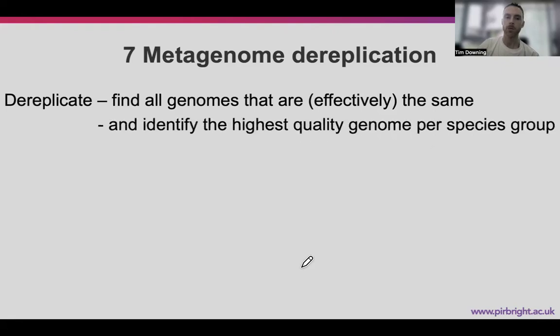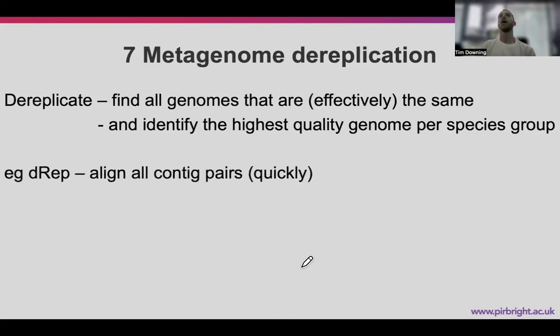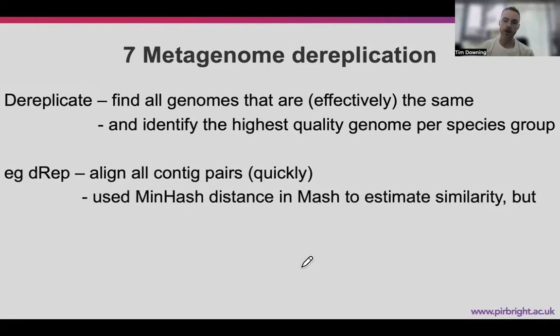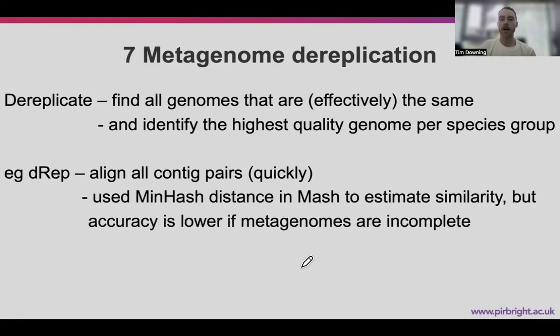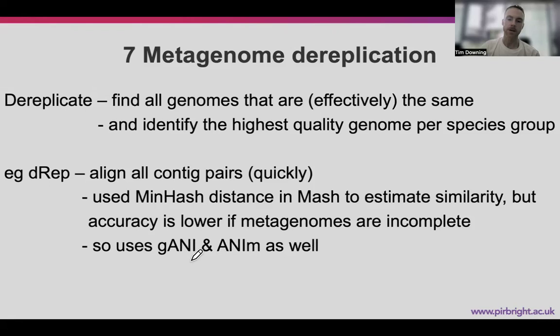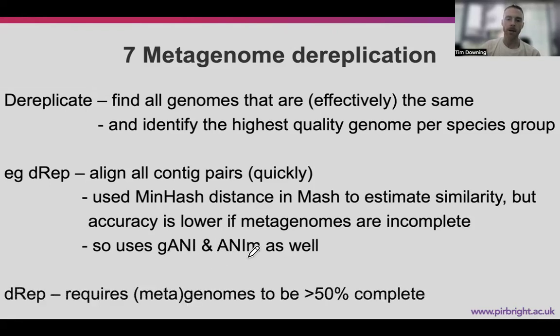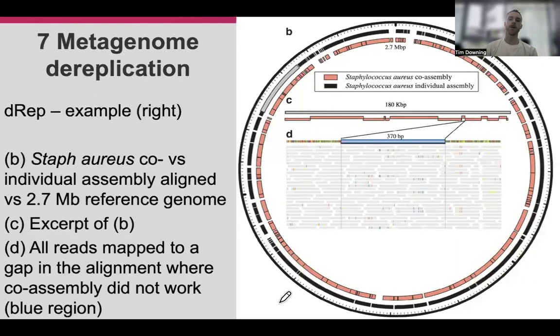So what dereplication will do is try to identify the highest quality representative genome or contig per group. dRep is good at this. It's fast and efficient. It uses min-hash distance in MASH to estimate the similarity, but depends on the metagenomic completeness. And it uses other metrics related to the ANI, gANI and ANIm. And it requires the genomes to be at least 50% complete.